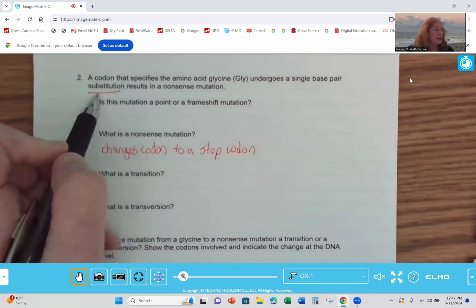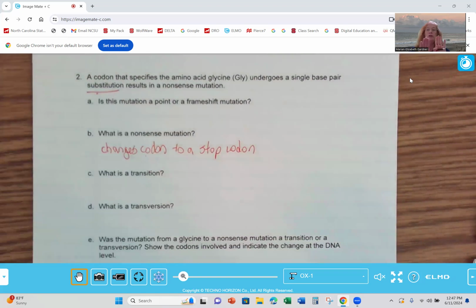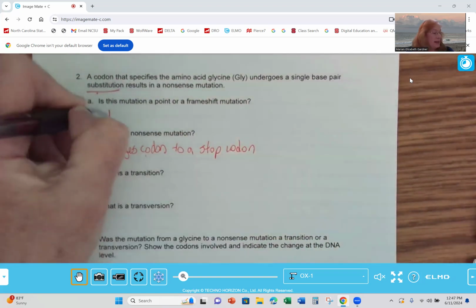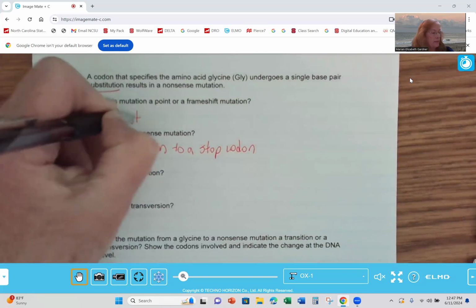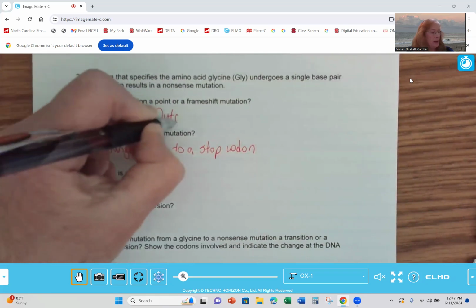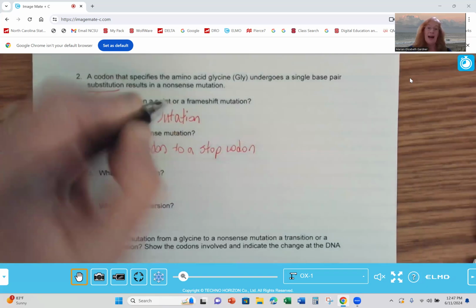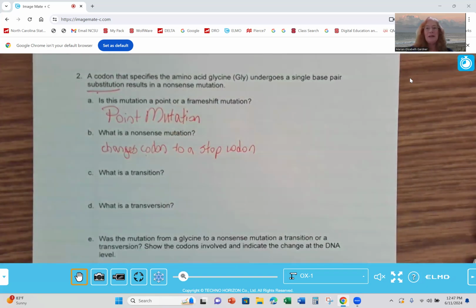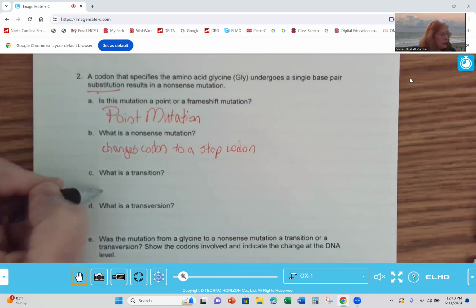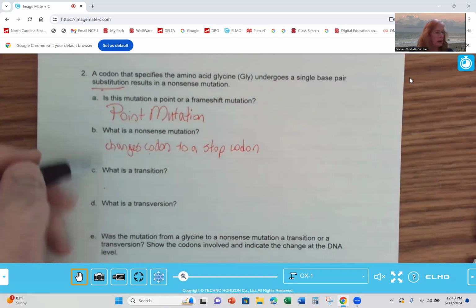A single base pair substitution, that means we're changing one base for another, and that is a point mutation. A point mutation is defined as the substitution of one base pair for another in the DNA. A frameshift mutation is an insertion or a removal of one or more base pairs from the DNA.